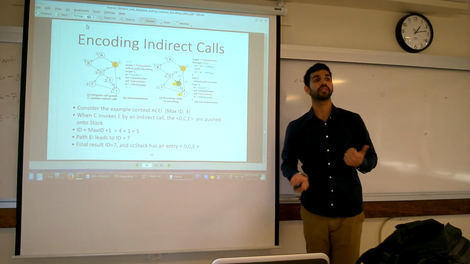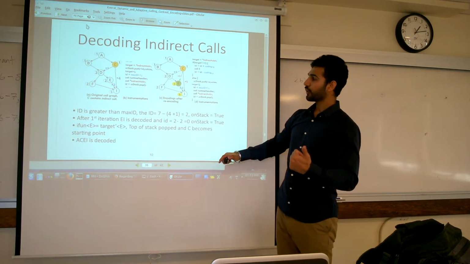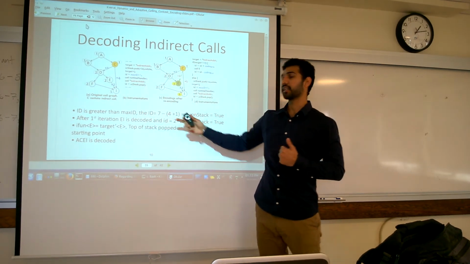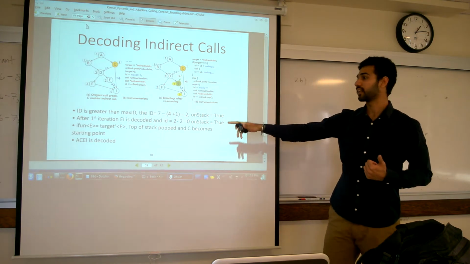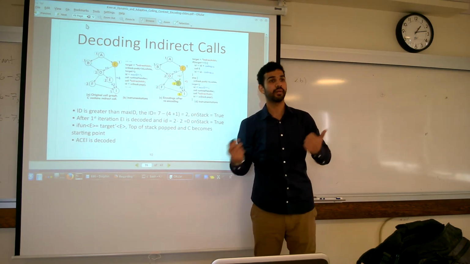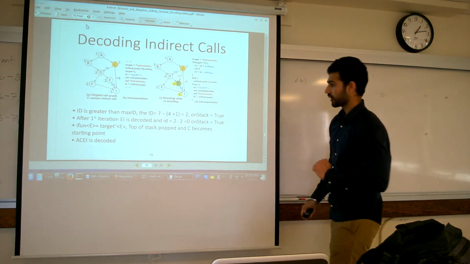This is pretty much similar to the last example we saw. Decoding is done in the same way. The ID is greater than the max ID. It subtracts, on stack is true, and then the whole thing is decoded. It's pretty much the same example, right?